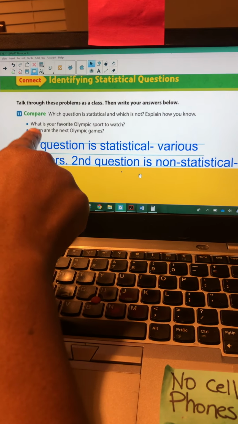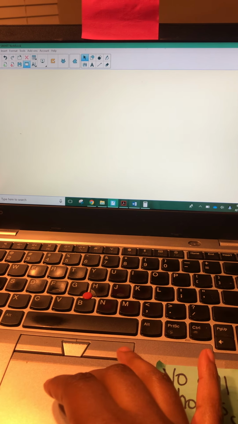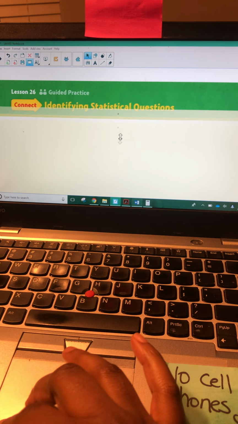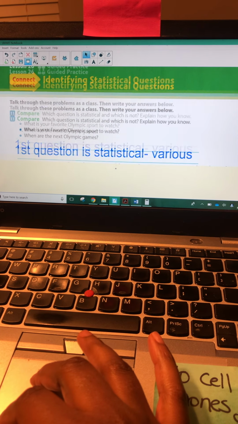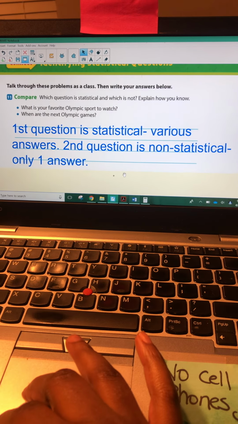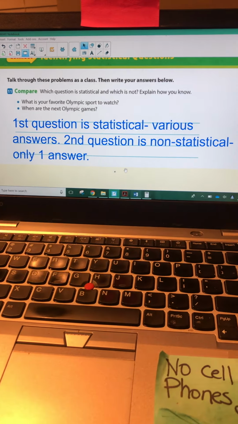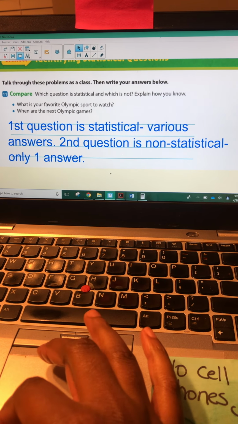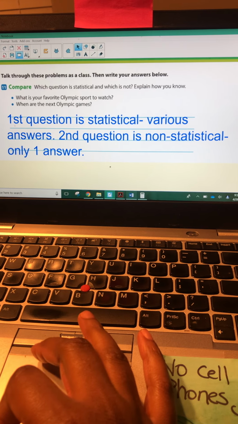The second question is non-statistical. When are the next Olympic Games? Well, somebody might say, oh, well, they're going to come on in November. Well, I'm only going to get one answer, okay? So the second question is non-statistical, only one answer, okay? You guys are doing so great.